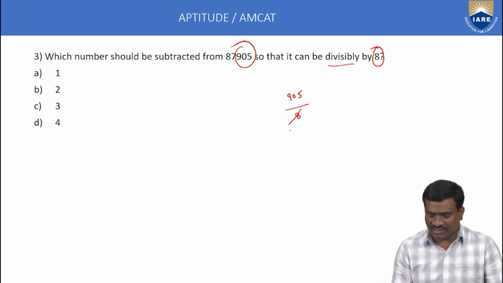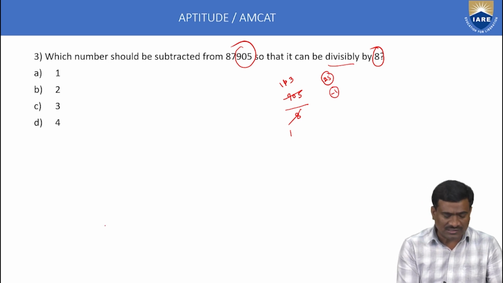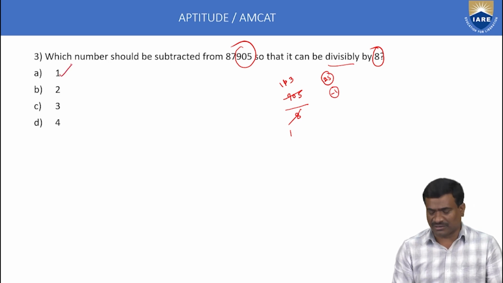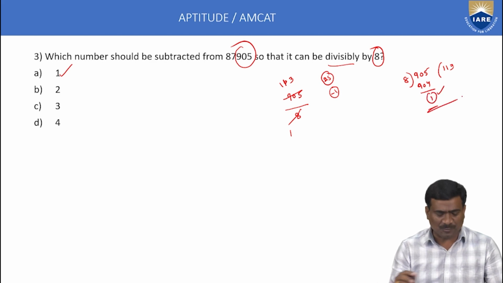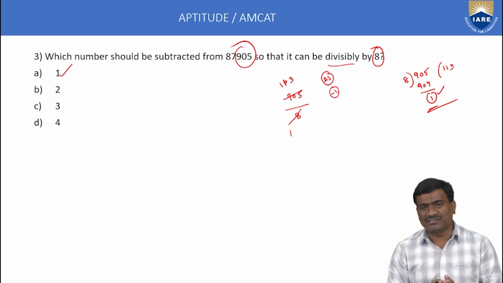General method: 8 into 9 is 8, remainder 1, bring down 0 to get 10; 8 into 11 is 88, remainder 2, that is 25. 8 into 3 is 24, but the remainder is 1, so we subtract 1. The answer is option A. This is the method. Otherwise, 905 divided by 8: 8 into 113 is 904, and the remainder is 1. This is the number to be subtracted. Option A is the only correct answer.